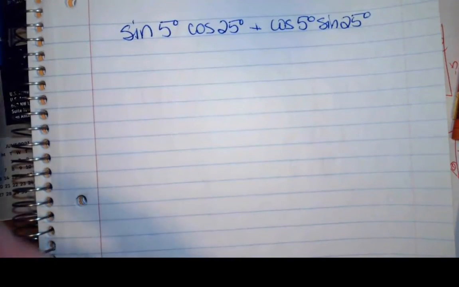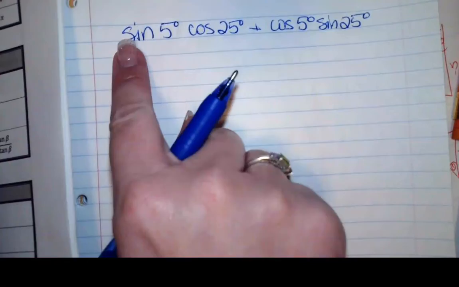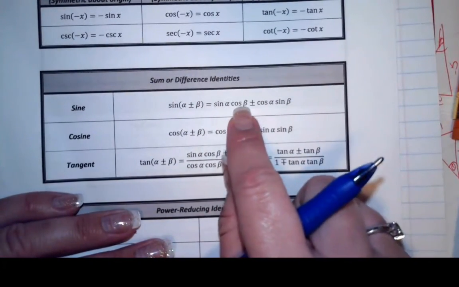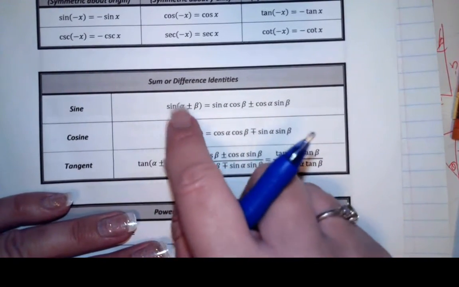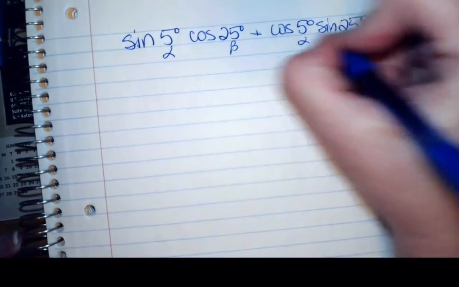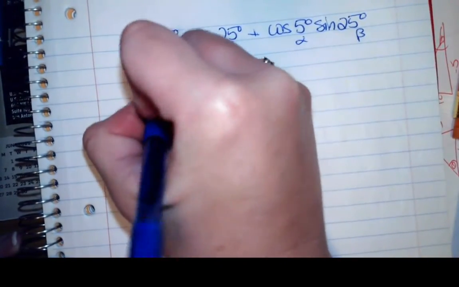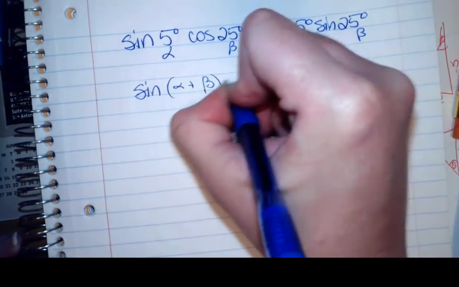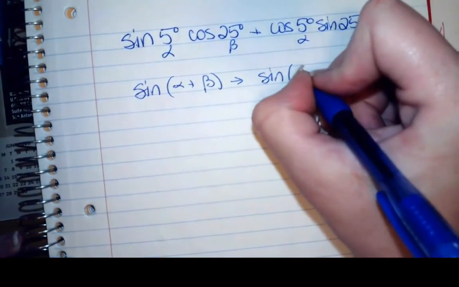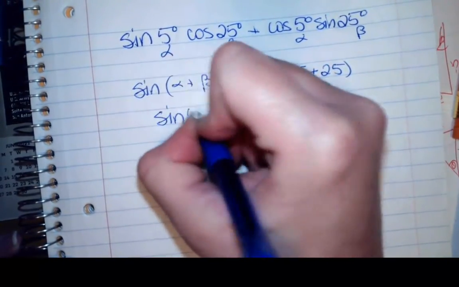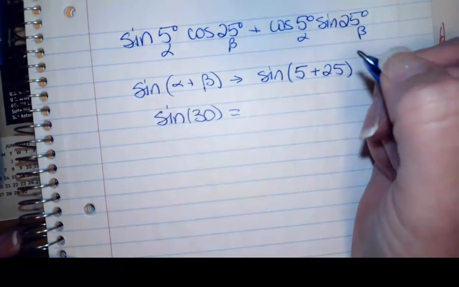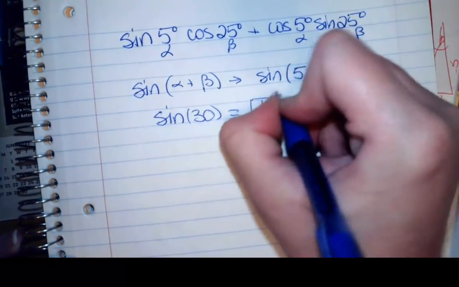So I want to see what I'm working backwards to. I notice I've got sine alpha cosine beta plus, and the plus is on top. So I'm going to work backwards and say this must be sine of alpha plus beta. So this is my alpha, beta, alpha, beta. So what I have is the sine of alpha plus beta. That gives me the sine of 5 plus 25, which happens to be the sine of 30. And I know what the sine of 30 is. It is 1/2.